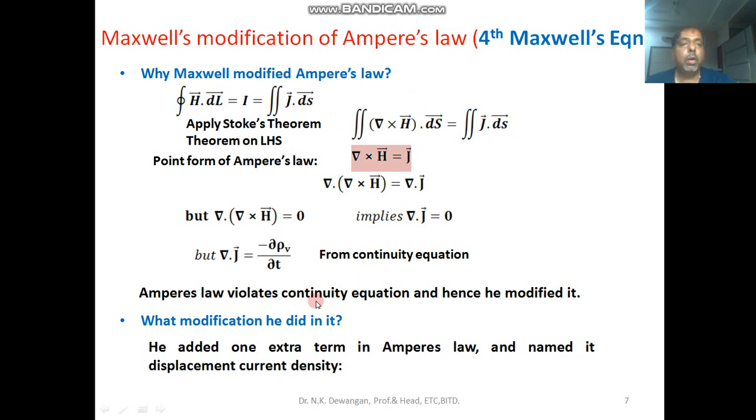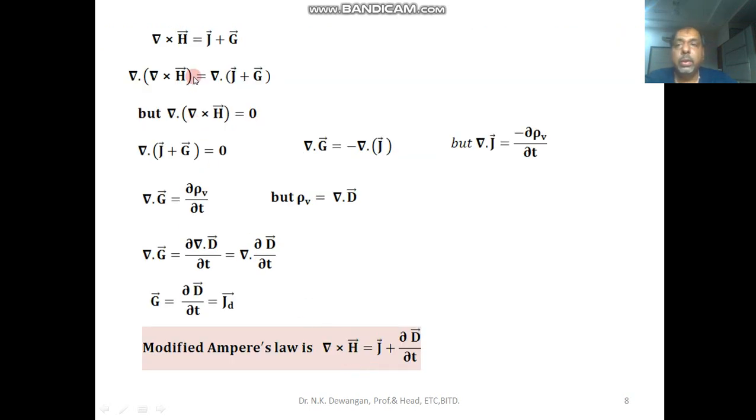So he modified Ampere's law. Now next, what modification did he make in it? He added one extra term in Ampere's law, and after certain calculation, he named it displacement current density. So he added another term in the point form of Ampere's law, that is the G vector. So curl of H is equal to J plus G. This is the modified Ampere's law as modified by Maxwell. But what will be the value of G, and what he said about the G vector, that we are going to see.